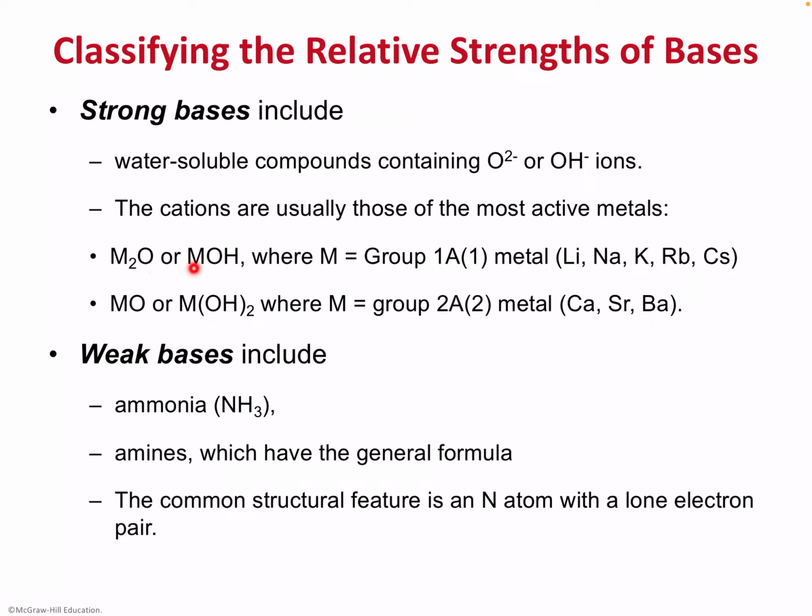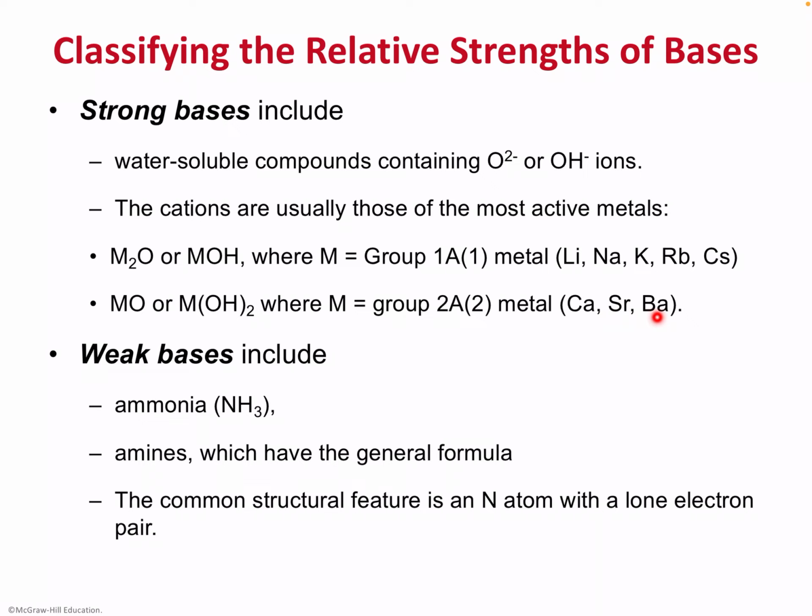Metal oxide or metal hydroxide, where the metal has to come from your group 1 metals like lithium, sodium, potassium, rubidium, cesium. If your hydroxide or oxide has any of these group 1 metals, they are strong bases. And from group 2, either an oxide or a hydroxide with calcium, strontium, barium.